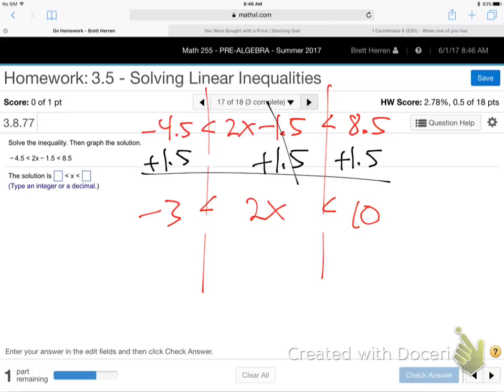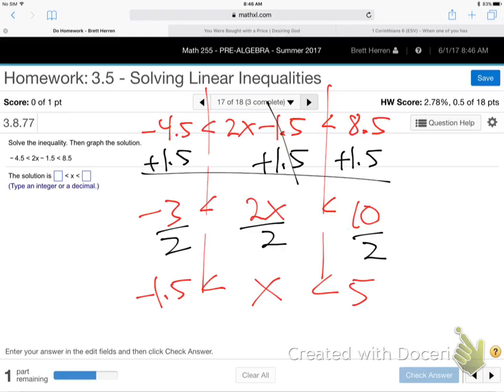All right, and next, X is saying I want to be alone. Divide. Last step's always divide, and we do all three. And so this would be minus 1.5. 5. There we go. We got it. Good, getting easier. So it's just practice, isn't it? There's a lot of practice until you can do 7, 8, 9, 10 of these in a row without making a mistake. Just takes practice, practice, practice.